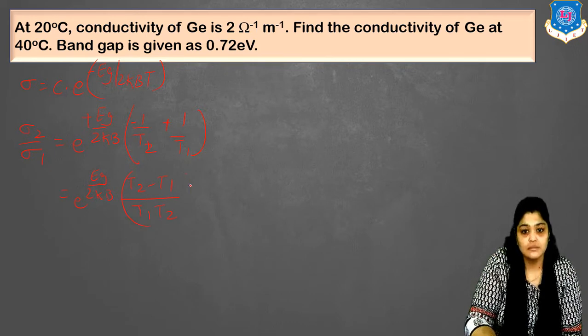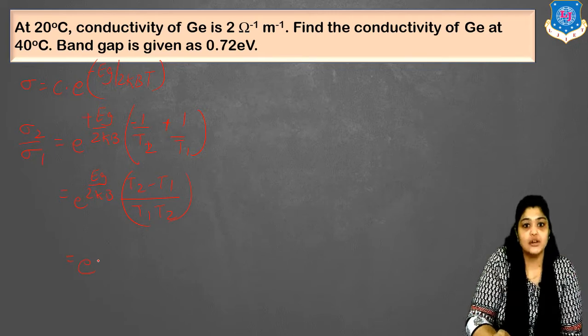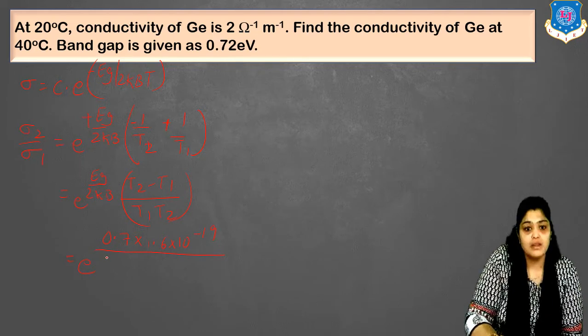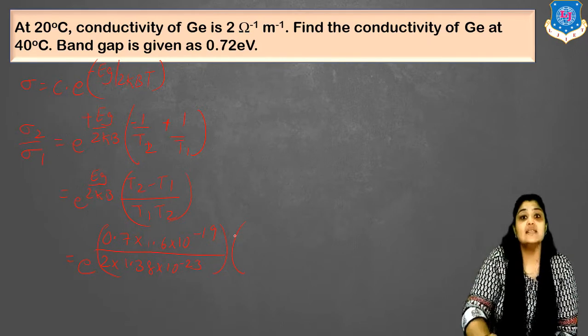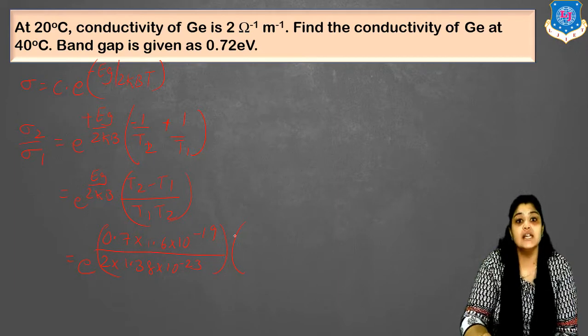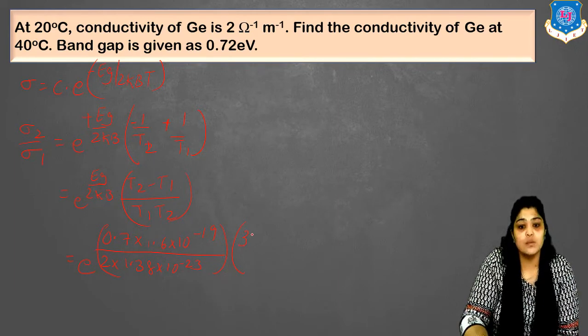Clear? What is Eg given to you? Eg is given as 0.7 eV, but we have to convert it into joules. So 1.6 into 10 raised to minus 19 upon 2 kB, so 2 into 1.38 into 10 raised to minus 23, into T2 minus T1. What is T2? 40 degrees Celsius, but please convert it into Kelvin. So 313 minus 293, divided by 313 into 293.